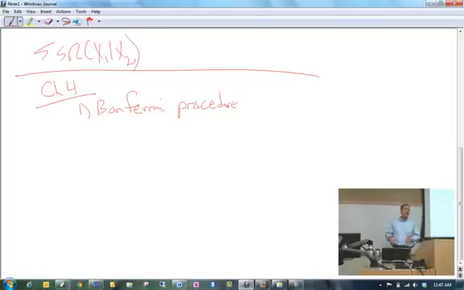Make sure you know how to apply the Bonferroni procedure, but make sure also you understand how it comes about. Why do we just simply take, instead of alpha divided by 2, alpha divided by 2 times g? Why?